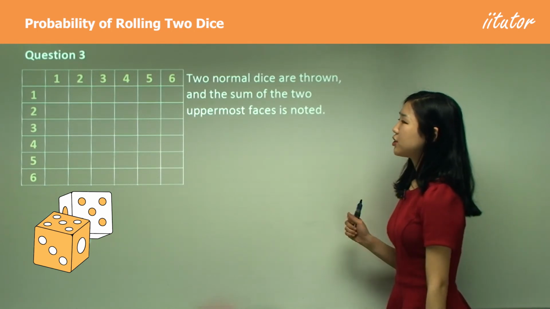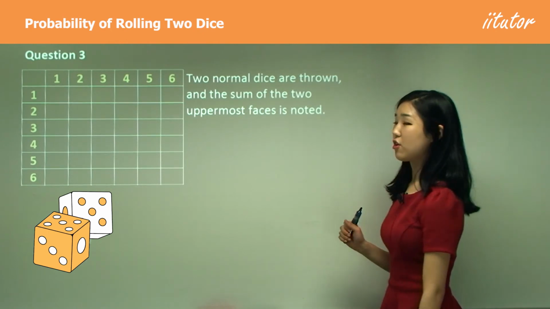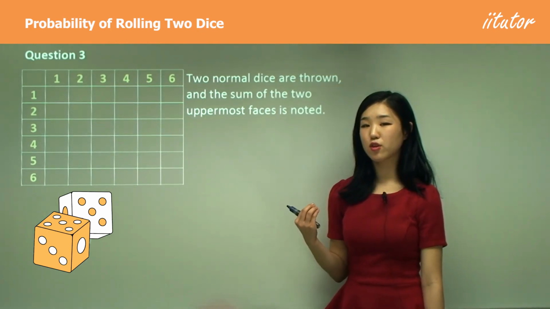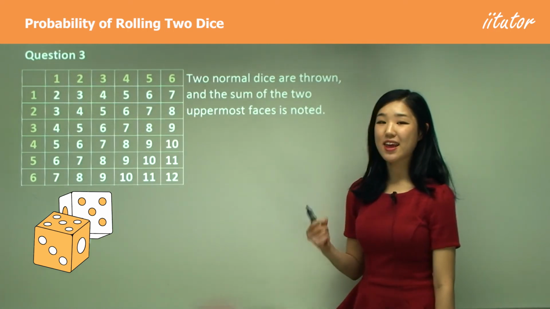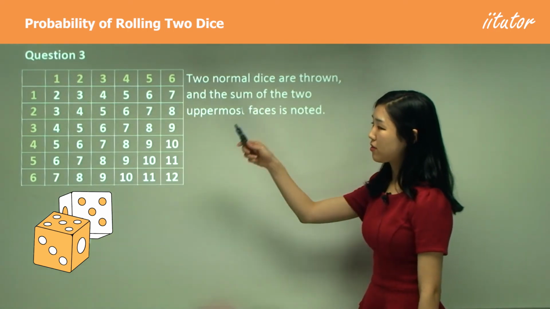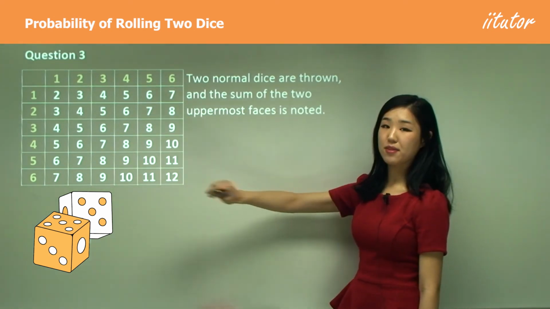Question 3. 2 normal dice are thrown and the sum of the two uppermost spaces is noted. So this time we're specifically going to look at the sum. So again, that's my table, and I'm going to fill it up by adding out the outcomes. So 1 plus 1 is 2, 1 plus 2 is 3, etc. I'm just adding out the outcomes. These are the outcomes that I have.